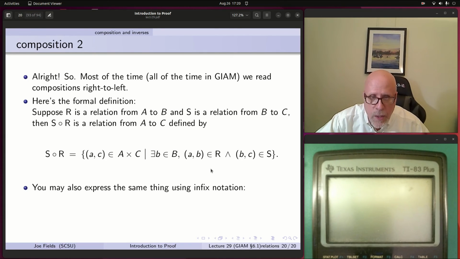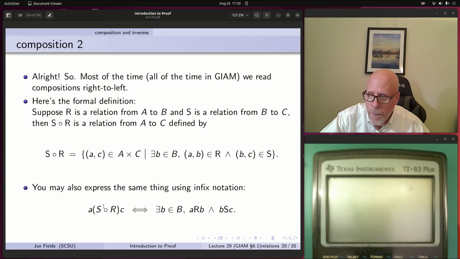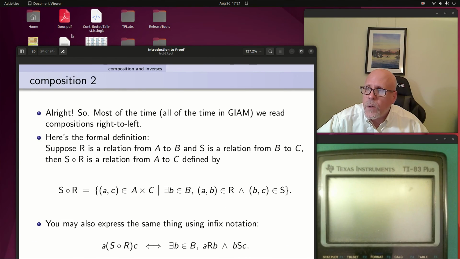You can express the same thing using the infix notation, which looks kind of like this. I personally need to put some parentheses around S composed R to think of that as a single relation symbol, but I've seen places where they don't do that. To me, that looks better. But anyway, a is (S∘R)-related to c if and only if, again, the existential quantifier, there is a b in the intermediate set B such that a is R-related to b and b is S-related to c. Same idea.